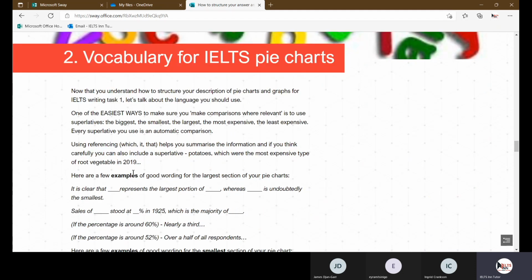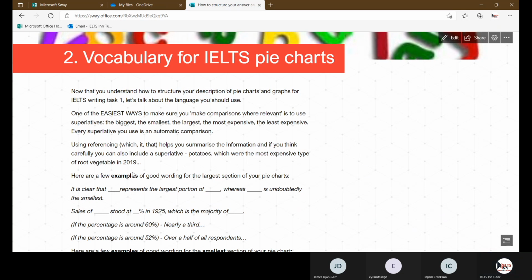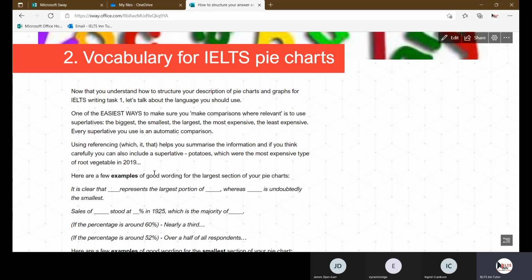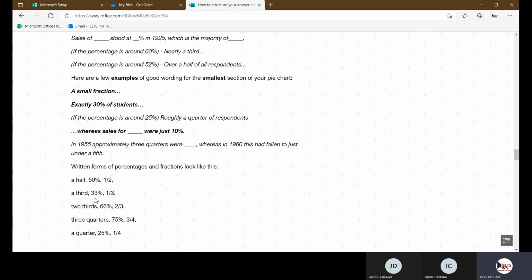Okay, so now the vocabulary, the language we use in writing pie charts. This we've already done in the past, so we'll not talk much about it. But as I said earlier, if you have a perfect or unique percentage, such as half, which is 50%, 33%, or 75%, you can present them in words, in fractions, as a ratio, or as decimals.